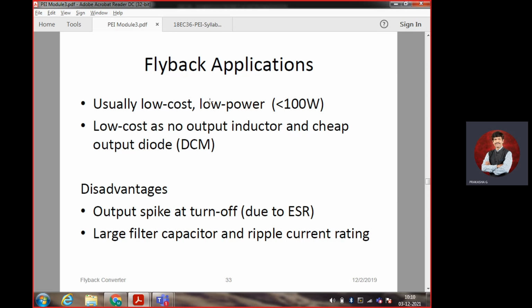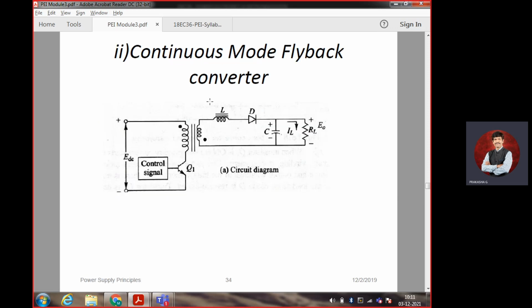The major disadvantage is output spike at turn off. The output is going to spike, and a large filter capacitor has to be used. These are the two disadvantages. Even in yesterday's class I told you that.